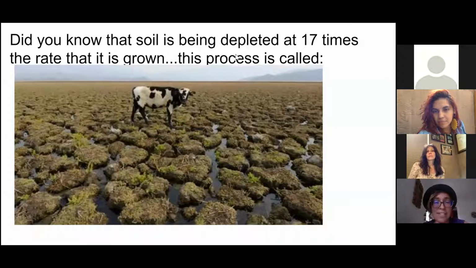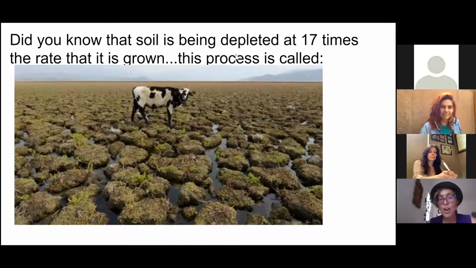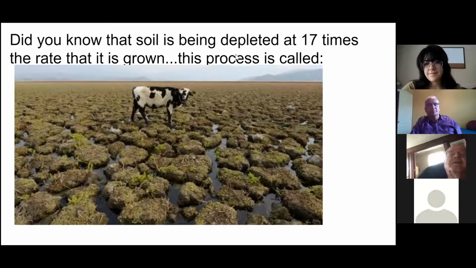The process of depleting soil at 17 times the rate that it's grown. Anybody know that word? It starts with the letter D. And we live in a place where we can see it happening too. What is that word? Any thoughts? There's no wrong answers, just interesting answers.